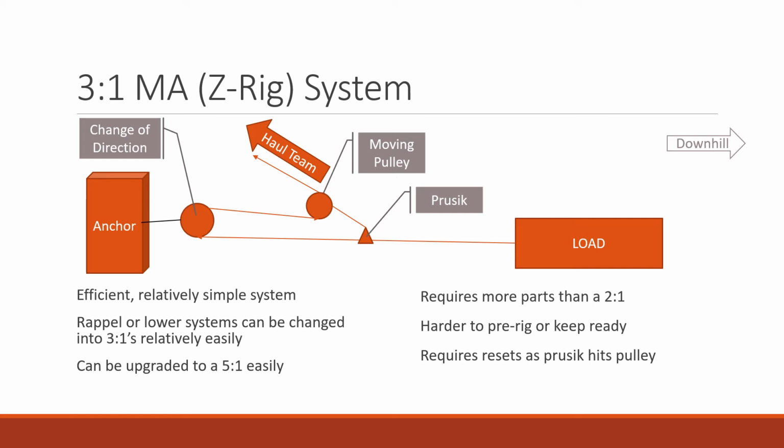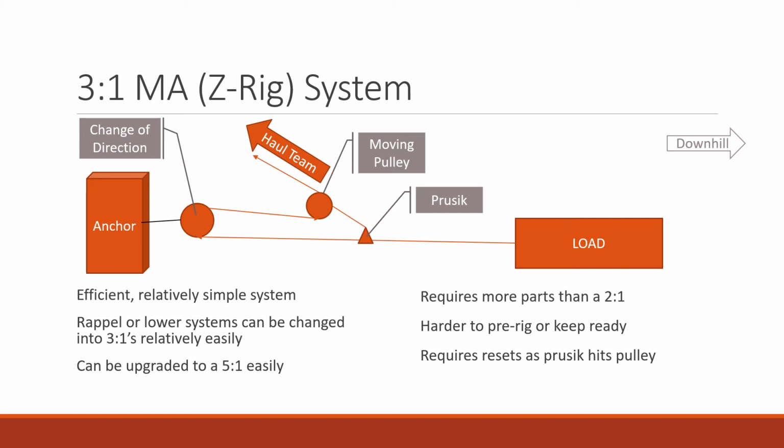The nice thing with this is a rappel or lower system can be changed into a 3-to-1 pretty easily. So you can have a lot of rope down the hill, tack in this 3-to-1 at the end of it once it's ready, and you can work from there. You can also upgrade this to a 5-to-1 relatively easily. You add in two more pulleys and one more prusik, and you have a functioning 5-to-1 system.